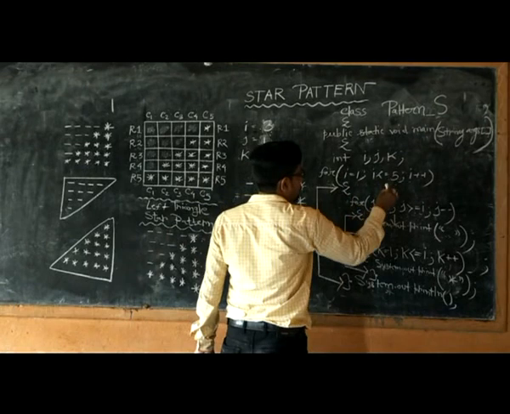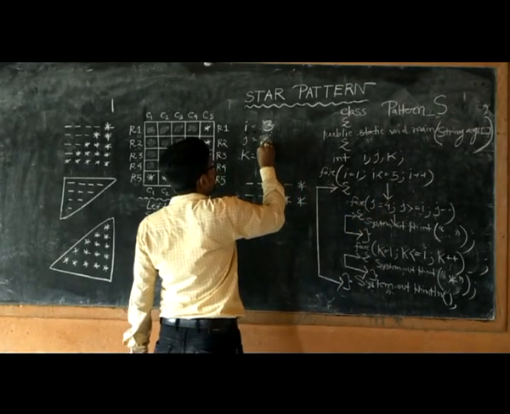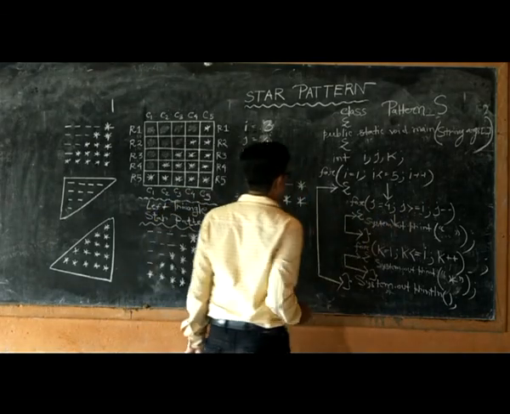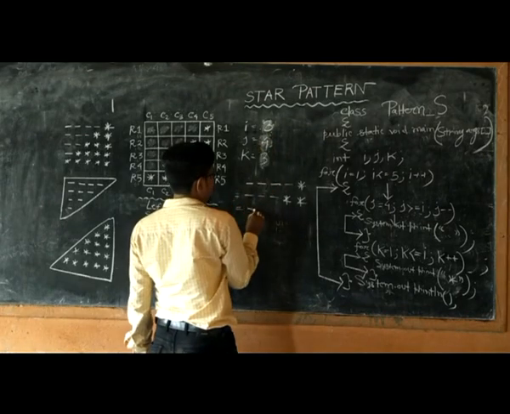3 less than equal to 5. Condition true. Come to this inner loop body. J equal to 4. J again starts from 4. 4 greater than equal to 3. Condition true. Print one space.